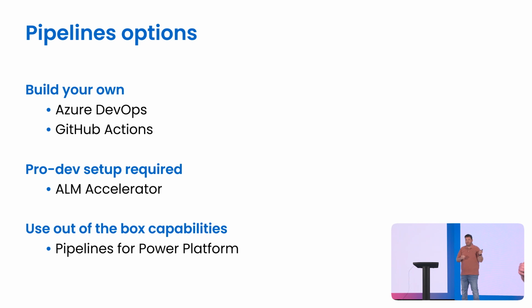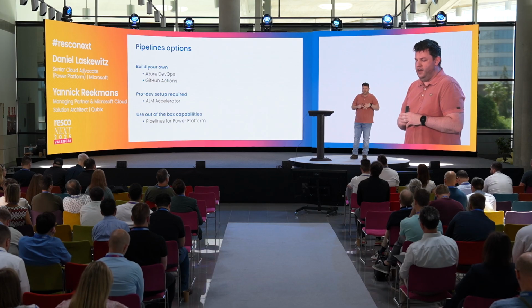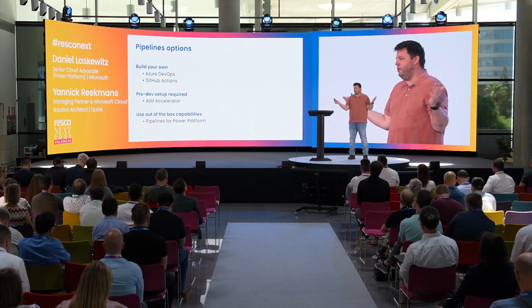So yeah, I'm going to talk about the pipeline options that we have. You can build your own, of course. So what Yannick was talking about, you can create your own ALM, your own pipelines. You can use Azure DevOps. You can use GitHub Actions for that, for instance. You can use the PAC CLI, Power Platform CLI, for that. And that is something where you have complete freedom over what you're doing. There is no big structure like with the pipelines for Power Platform, because those are a more structured way of doing it, and you have limited configuration options. But with Build Your Own, you have complete flexibility, basically.